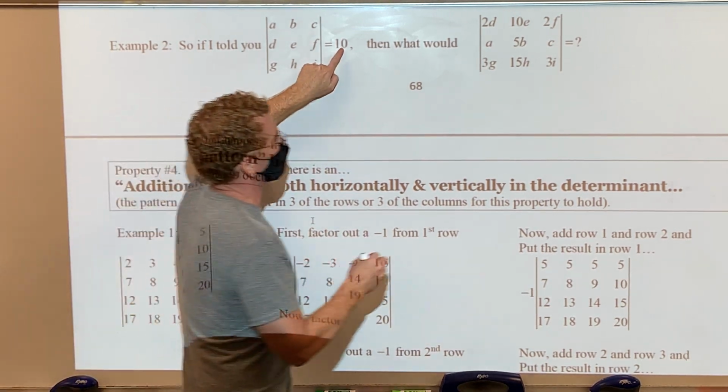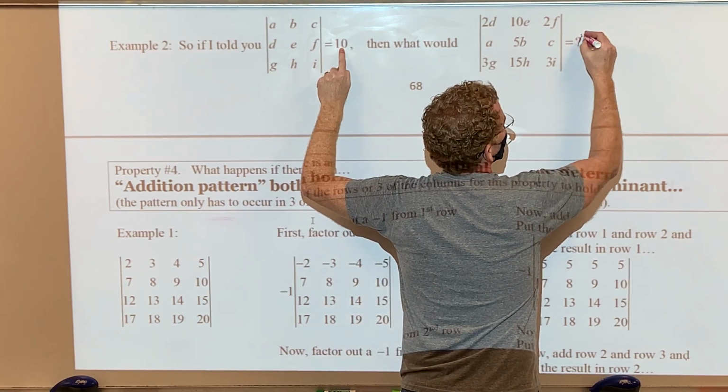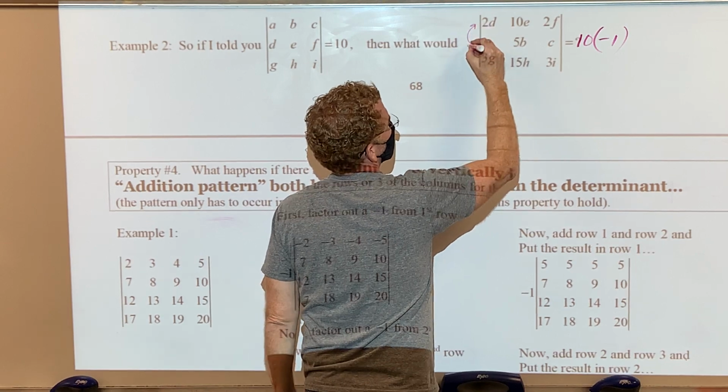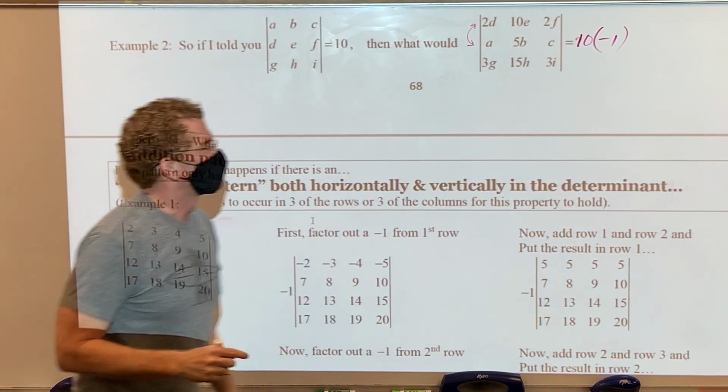That would have made it a negative 10. So I'm going to come over here and put the 10 for now, but that first thing, by switching the A and the D, that negated it. All right, now what else happened?